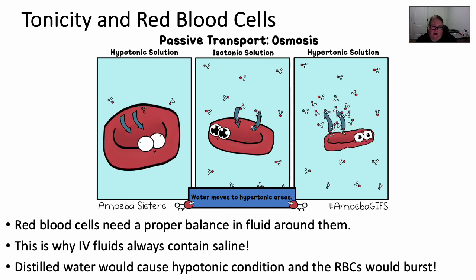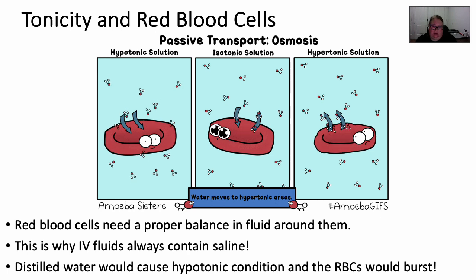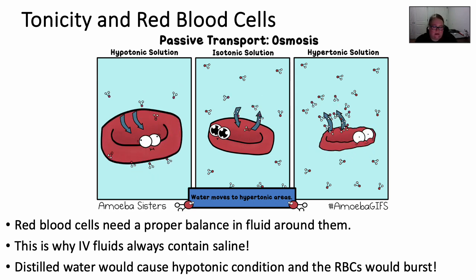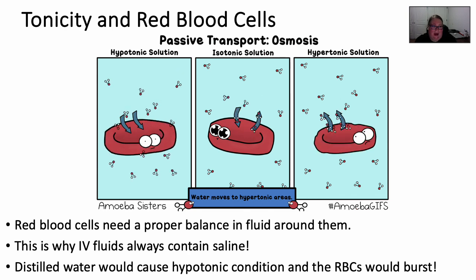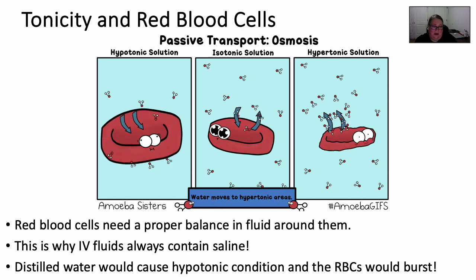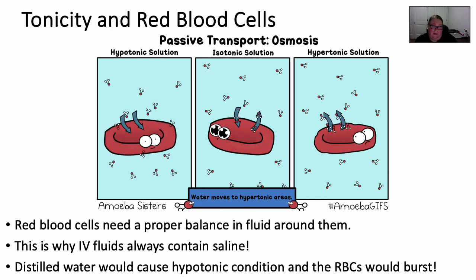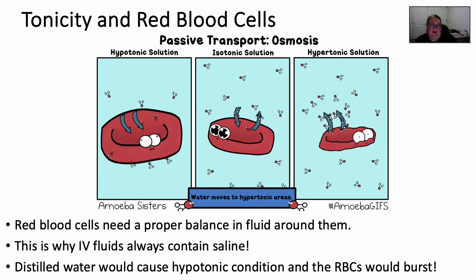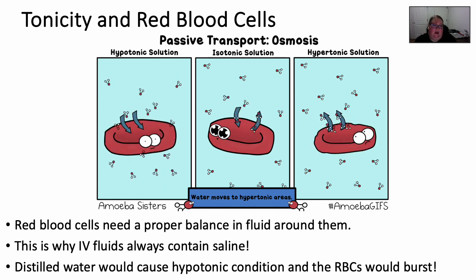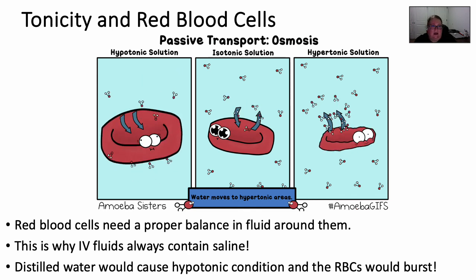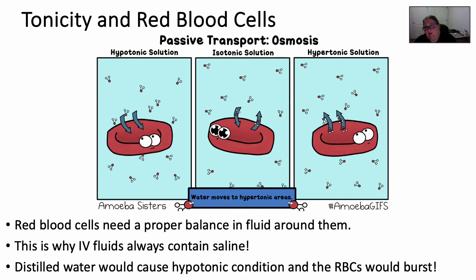So if we have a lot of water on the outside, we are going to dilute the solute concentration. So we're going to have a hypotonic scenario here. If we added water directly to your bloodstream, the water is going to pass through the membrane of the red blood cell and cause the red blood cell to swell until it lyses. This is why IV fluids are going to contain saline. Saline is going to keep the conditions when you're giving an IV isotonic.